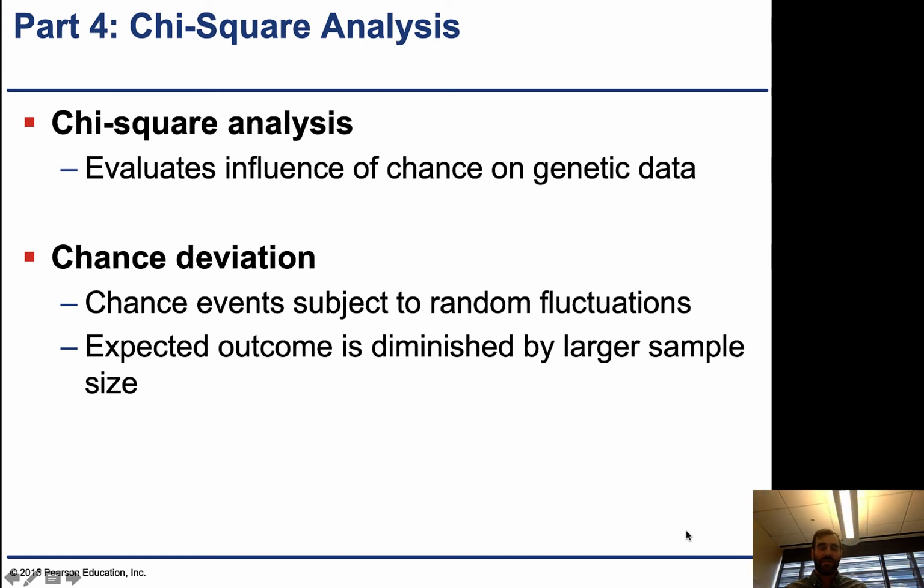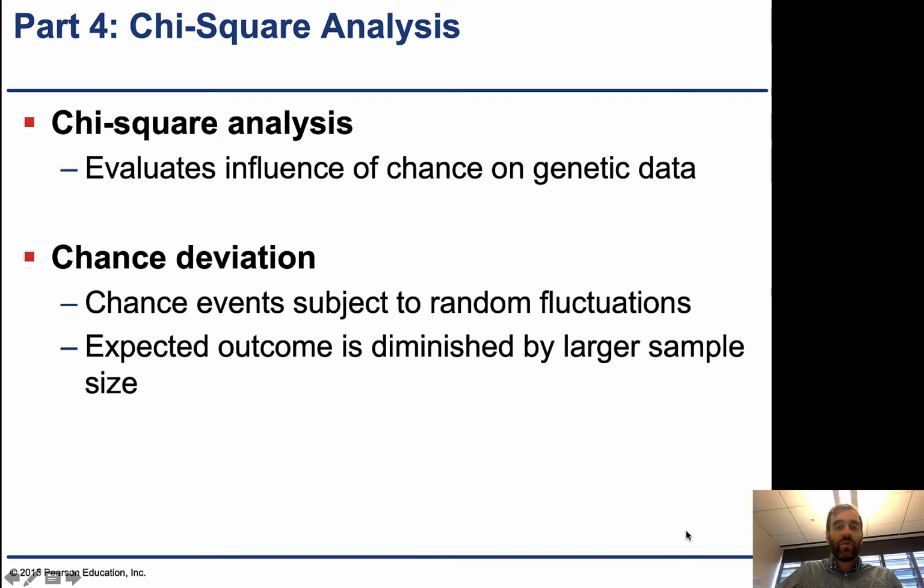Okay, the final section of this chapter is going to be on chi-squared analysis. So chi-square analysis evaluates the influence of chance on genetic data and it provides us with a test to determine if observed data is consistent with expected results. And so this is a simple case of there's uncertainty when you have a limited sample.